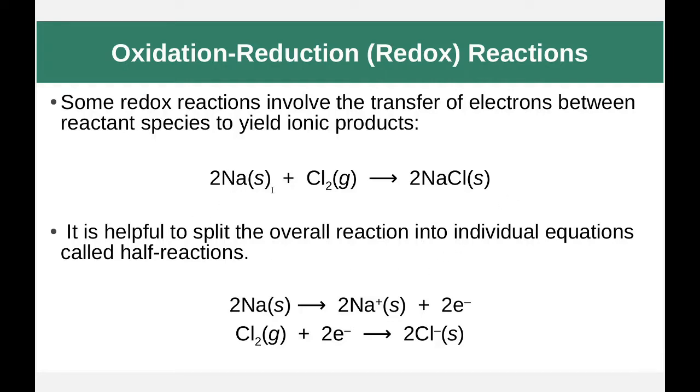To view this, it is often helpful to split the reactions into what they call half reactions. First we imagine that we have two sodium atoms that are neutral. Those go to yield two sodium ions plus two electrons. Then we imagine that we have our chlorine gas. We're going to add two electrons to it. It's going to form two chloride ions.